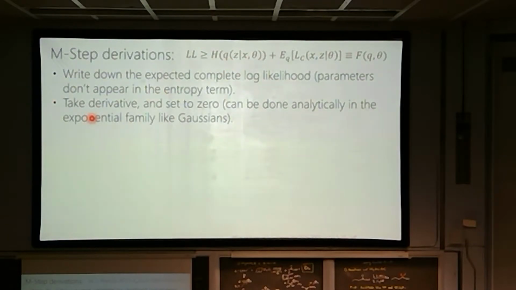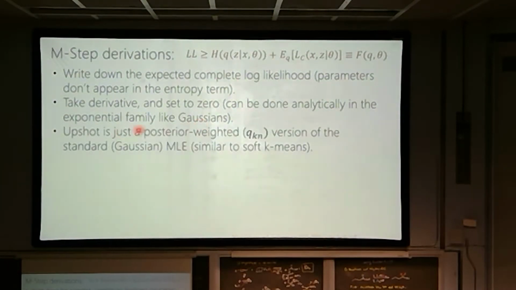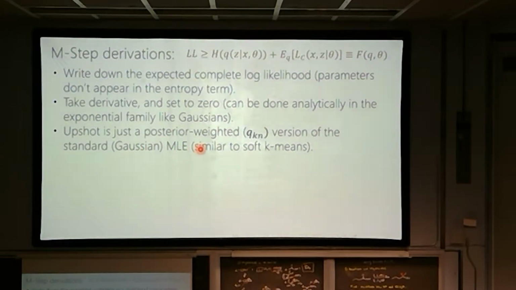Then, as we do all through the course, we take its derivative and set it to 0. It turns out for things like the exponential family, which the Gaussians are included in, you get a closed form update, just as you do for maximum likelihood for the mean and the covariance in the regular case. Now you also get a closed form update, but it's these things weighted by the posterior. So the upshot is that you get posterior weighted versions of the standard maximum likelihood estimates.